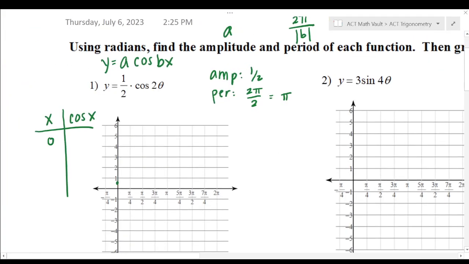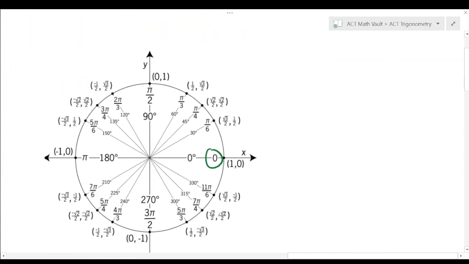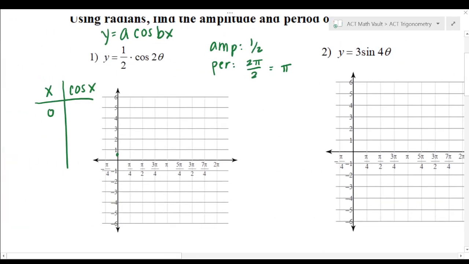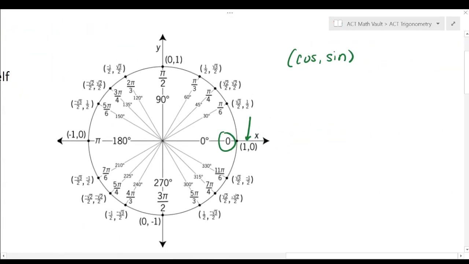So throw in 0, and cosine of 0 is what? You need to know that it goes cosine and then sine, with these points right here. So what's the cosine of 0? It is 1. So I'm going to do 0, and then if the cosine of 0 is 1, what is the cosine of, we'll just go to the axis here.